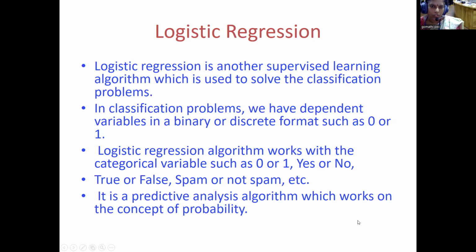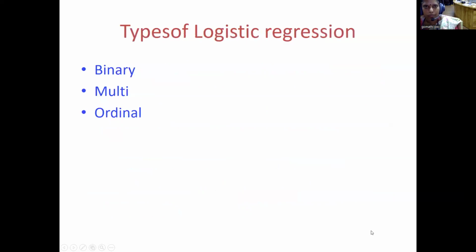Not only 0 or 1, but yes or no, true or false. All that classification comes under logistic regression. So it is a predictive algorithm based on the concept of probability, that is yes or no. Logistic regression is also classified into many types: binary logistic regression, multi-logistic regression, and ordinal logistic regression.